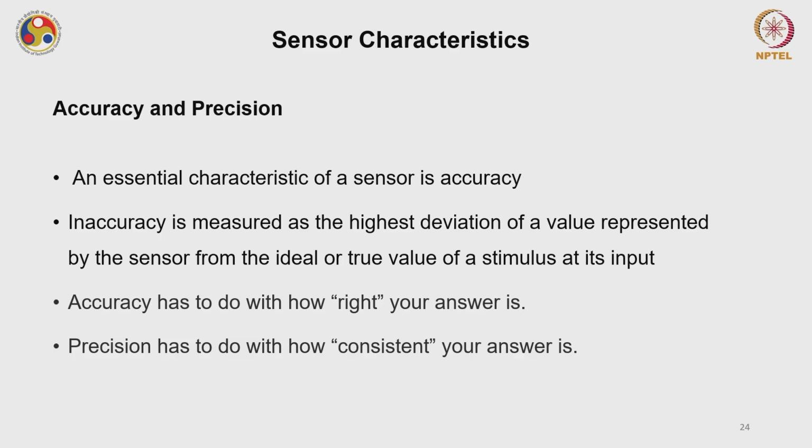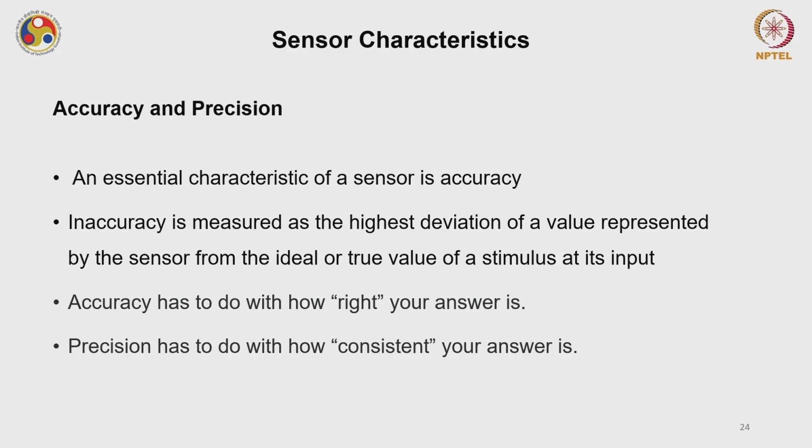Let's see the basic difference between accuracy and precision. Accuracy has to do with how right your answer is. Precision has to do with how consistent your answer is. Similarly for a sensor, accuracy has to do with how correct the measurement is, and precision has to do with how consistent the measurement is. Now you have to decide what you want. In the ideal case you want better accuracy. Of course it should also come with better precision, but you can compromise a little on precision, but you cannot compromise on accuracy. Let us understand this example of accuracy and precision with a figure.